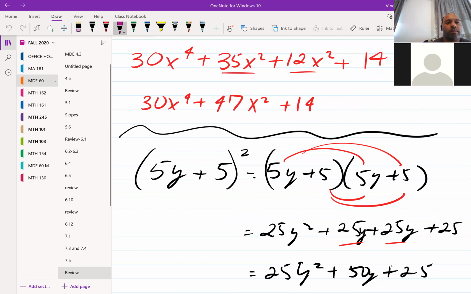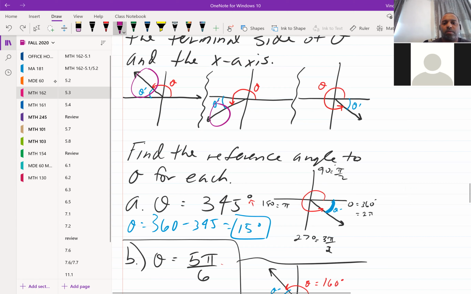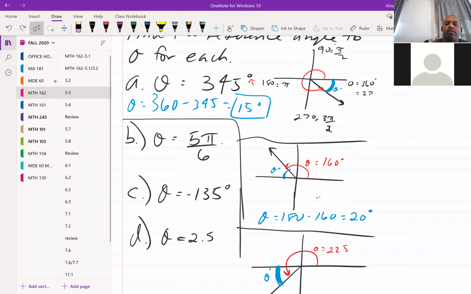Same thing with 5 pi over 6. Here what I did was convert it to degrees, just to make sure people understood where we're coming from and how we got it.